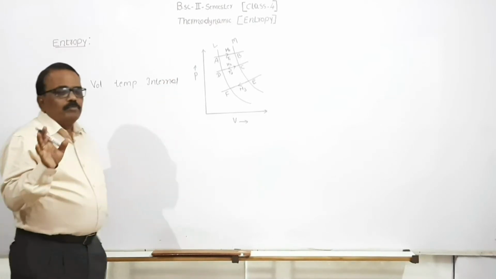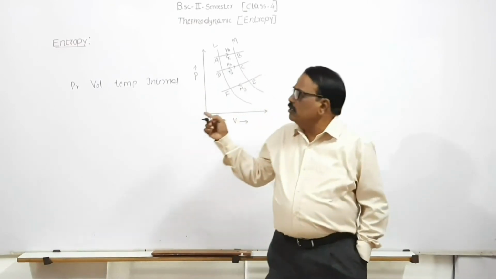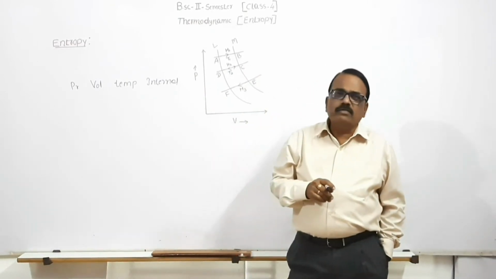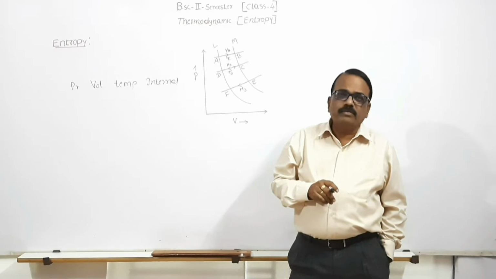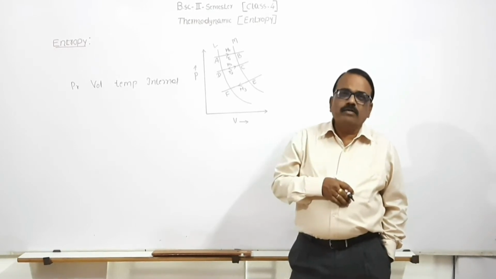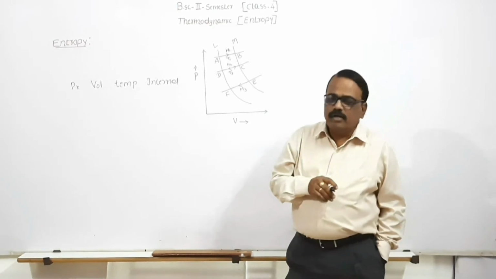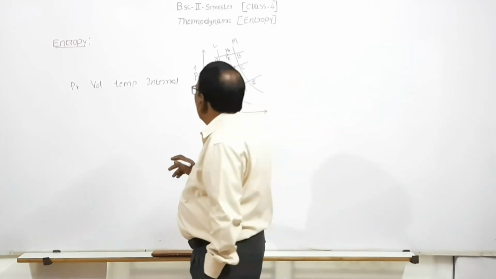To describe the condition of working substance completely, these four coordinates are not sufficient. One more coordinate is required. That coordinate itself is entropy. Let us see what that entropy is.